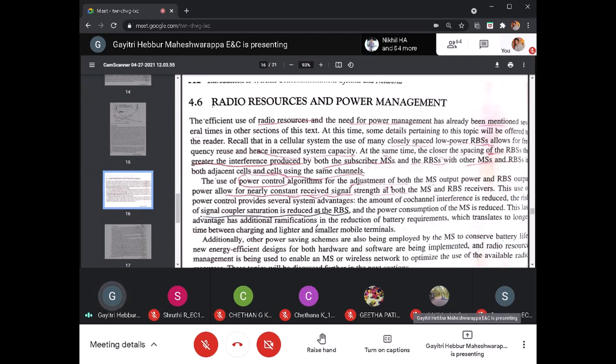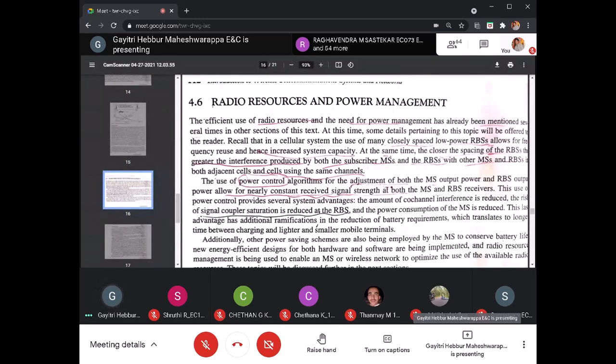So how exactly is it going to do this? As I already told you, adjustment of both MS output power and radio base station output power allows for nearly constant received signal strength at both the MS and the RBS receivers. That means if the mobile is around 1 kilometer from the radio base station, or near to it, around 500 meters or 50 meters, how will the transmitted power be the same? Obviously it would be transmitted into some other coverage area. So what will the control algorithm do? Constant output power will be received irrespective of the distance between the mobile and the radio base station.